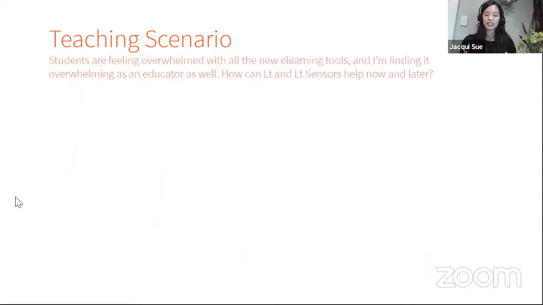Okay, so now you've got your labs set up, you've got all of these new e-learning tools to help you run the labs remotely, but students are reporting feeling overwhelmed, and you're finding it really overwhelming as an educator as well. You spend heaps and heaps of time on Zoom and you don't get any social interaction back. So how can LT and LT sensors help you now, so in the short term versus later?